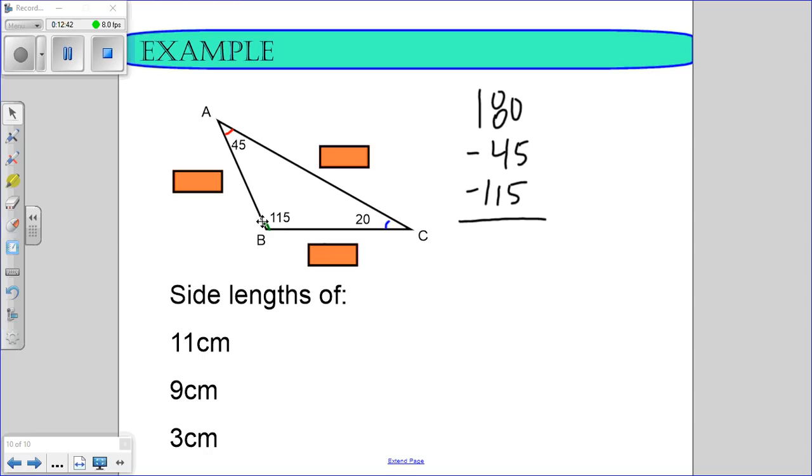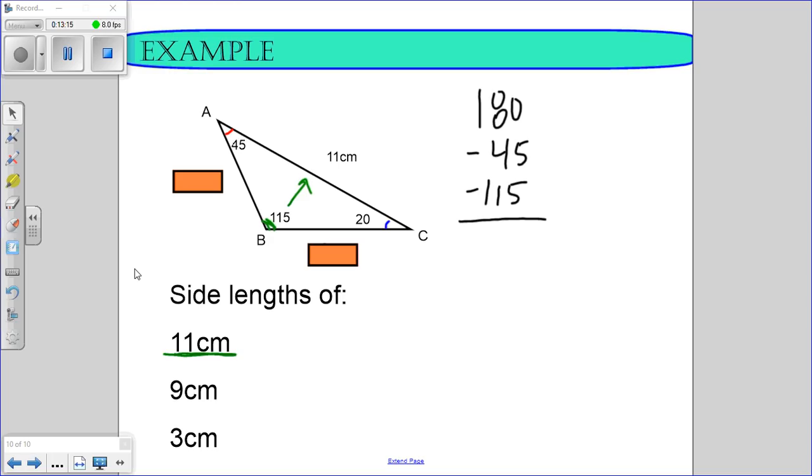The second part of this is saying that the side lengths of our triangle, again, are 11, 9, and 3. But place them where they need to go. So if 115 is my largest angle, it's the biggest number. This side that it looks at, I'm going to pick out the biggest number. So that one has to be 11.